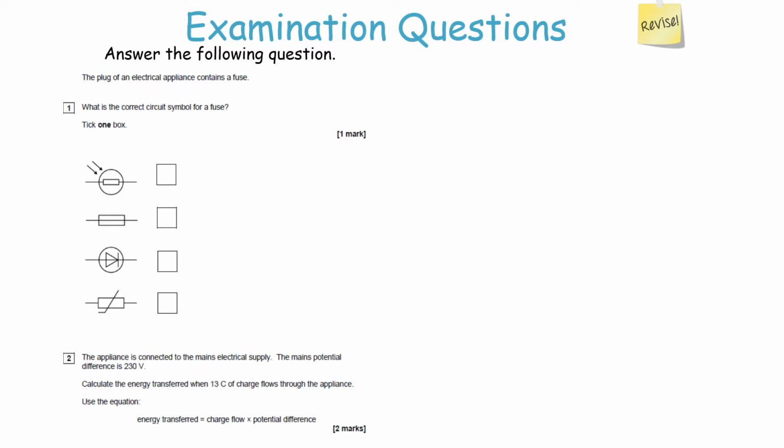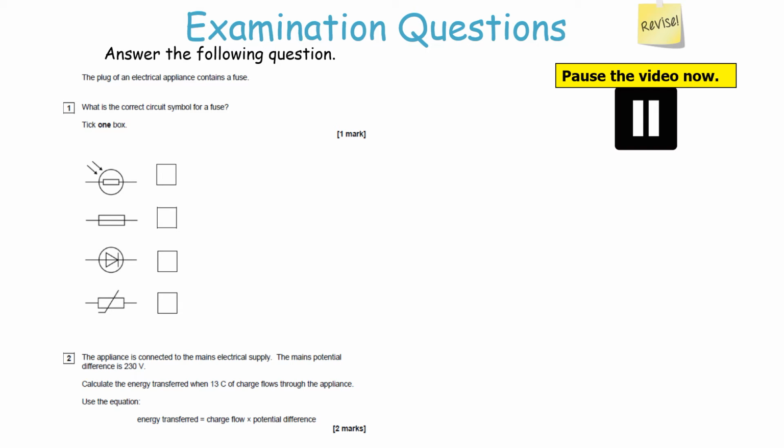Let's look at the following question. The plug of an electrical appliance contains a fuse. What is the correct circuit symbol for a fuse? Then the appliance is connected to the mains electrical supply. The mains potential difference is 230 volts. Calculate the energy transferred when 13 coulombs of charge flow through the appliance, and use the equation energy transferred is equal to charge flow times by potential difference. So pause the video now, then unpause the video when you want to go through the answers.